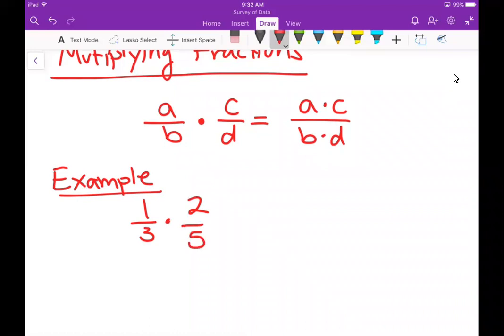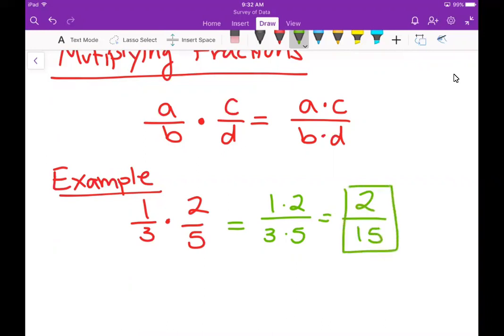So just like that operation up there says, what you're going to do in order to carry this out is just multiply across the top and multiply across the bottom. 1 times 2 is 2, and 3 times 5 is 15. So my final answer when I take 1/3 times 2/5 is that I get 2/15.